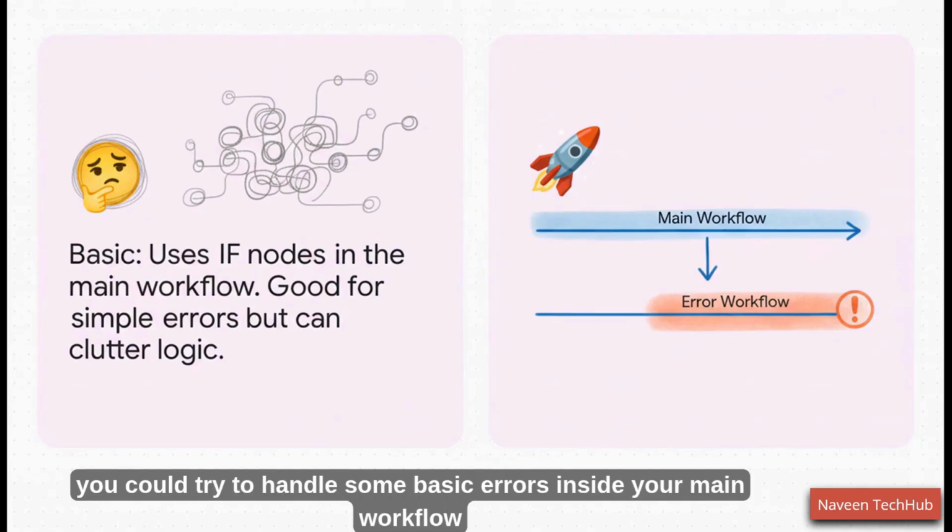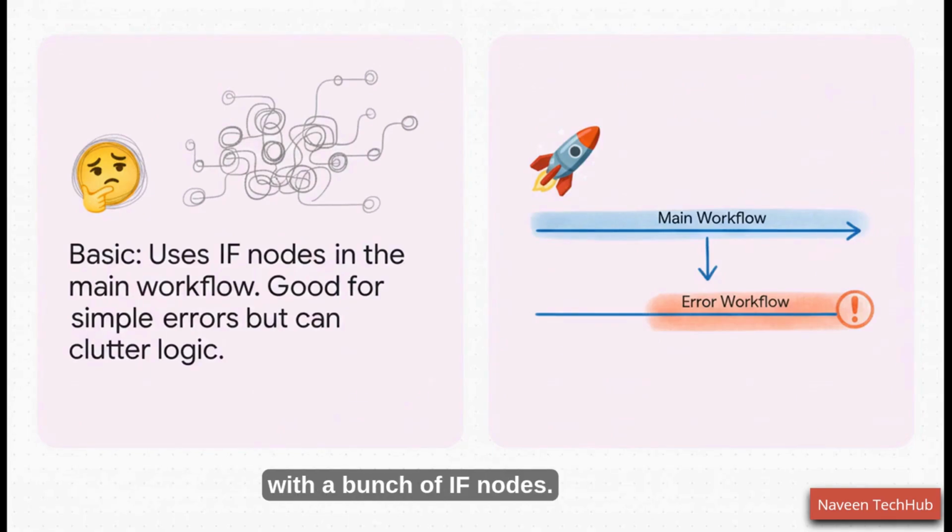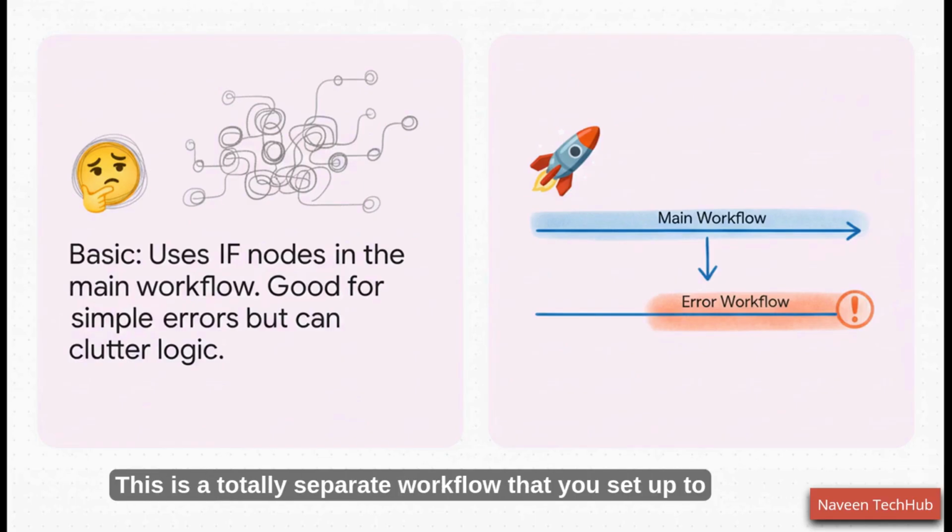Now, you could try to handle some basic errors inside your main workflow with a bunch of IF nodes. But for a really robust system, n8n gives you a much better way, a dedicated global error workflow. This is a totally separate workflow that you set up to automatically run whenever any of your other workflows fail. It's so elegant, and it keeps your main logic clean and easy to read.